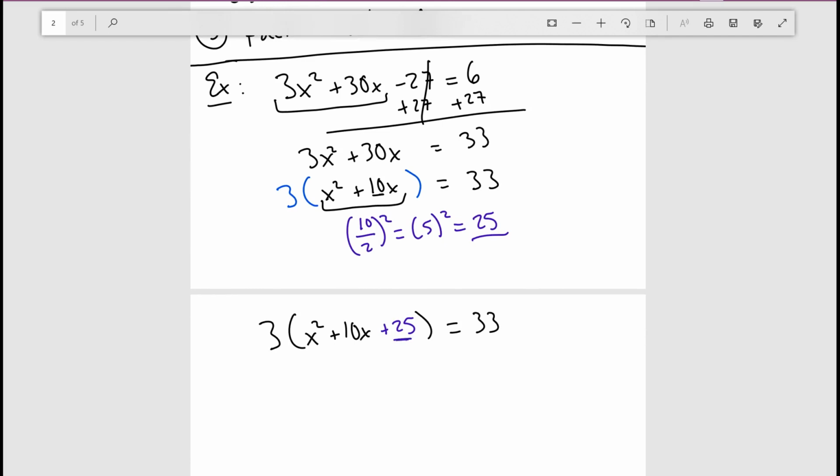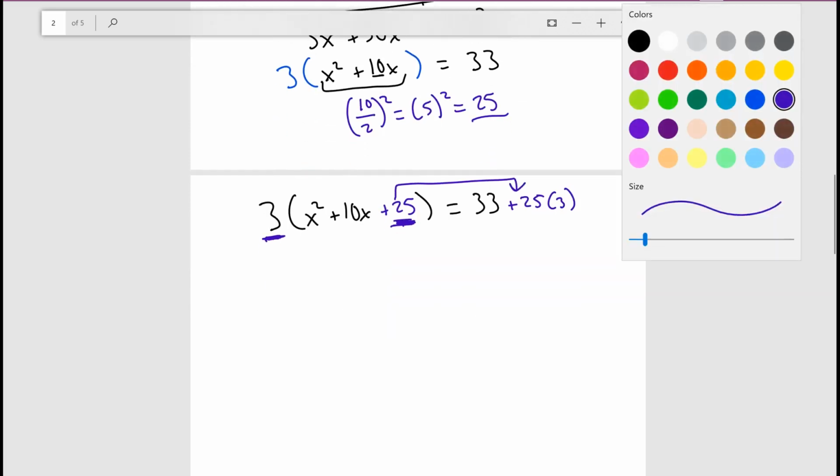Notice this 25 is being multiplied by this 3. So when I redistributed, I didn't add a 25. I added a 25 times this 3. So the thing that I'm going to add over here is going to be the 25 times the 3. So whenever you add something here, you always have to multiply it by whatever's there. Okay? So let's finish this up.